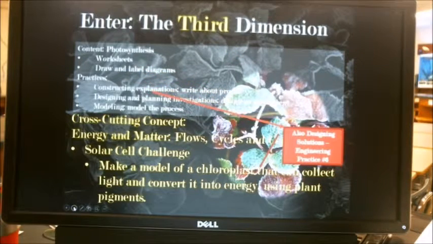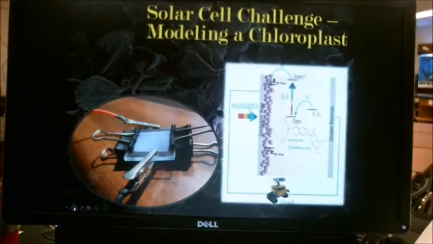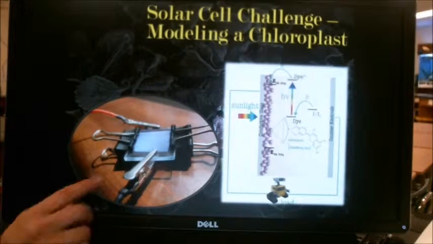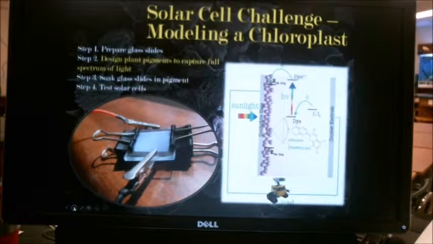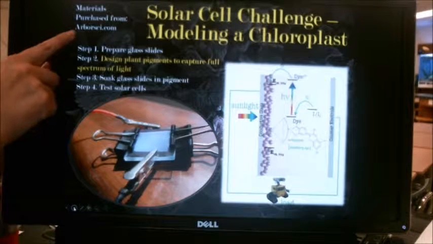And so there I emphasized that I also was integrating engineering. Their goal was to engineer the plant pigments. This is a picture of what the solar cell looks like. And up here, I purchased this from Arbor Sci.